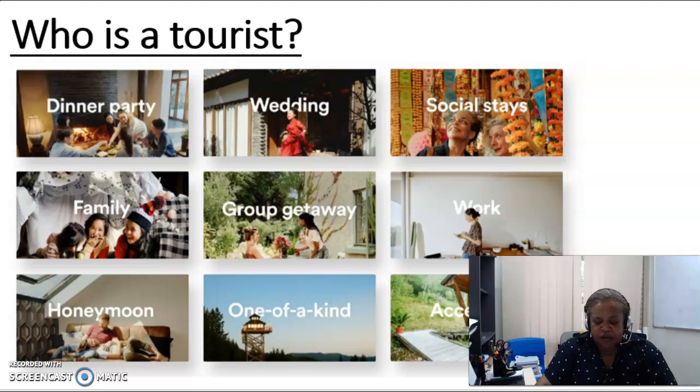Again, we look at the United Nations World Tourism Organization definition, and they define a tourist as a person who travels to a country outside their normal residence for at least one night in less than a year for the purpose of leisure, business and other reasons. We can gauge from the definition that a tourist can either be domestic, traveling within a country, or international, traveling across international borders. As you can see from the slide, a tourist can travel for many reasons.